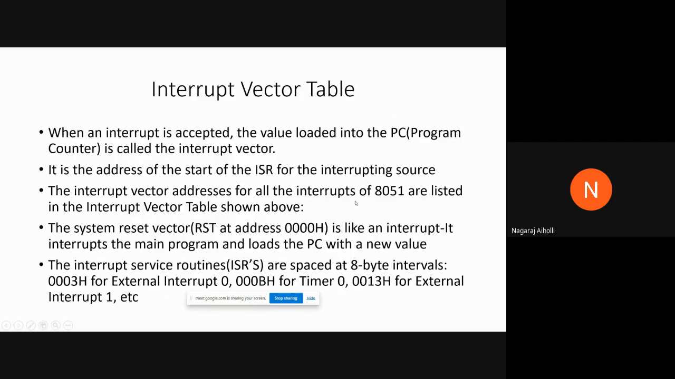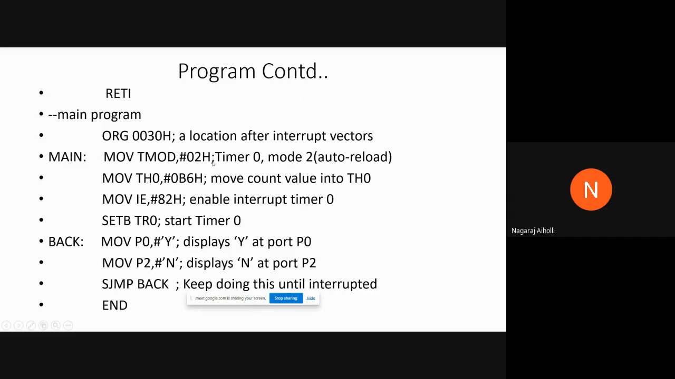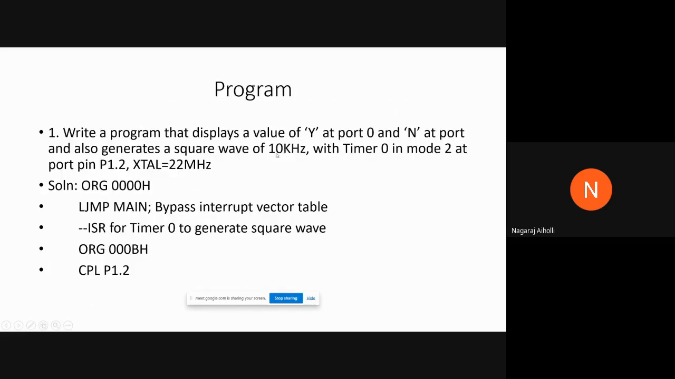Fine. So here we are using the memory location org 000Bh and complement P1.2. They have asked to generate a square wave on pin P1.2. So complement P1.2. This will complement P1.2, 01100110. It will toggle, which will generate a square wave of the required frequency 10 kilohertz. Because we have stored the starting value in TH0 based on the frequency 10 kilohertz, which is asked in the program statement. Accordingly, we have stored the starting value B6. Hence, it will generate a square wave of 10 kilohertz frequency on P1.2.